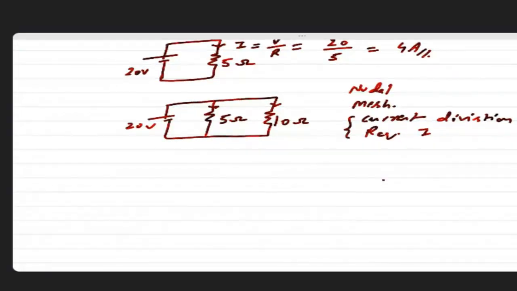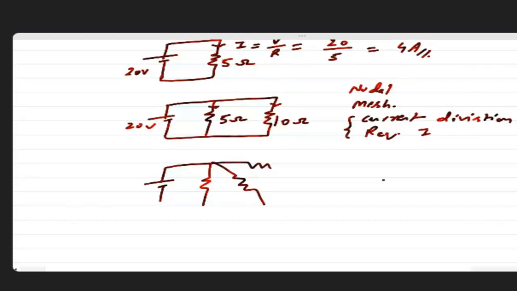Let us again assume a different question like this. If this type of question is there and you have to find the current in this branch, what strategy can you use here? This question can also be solved by nodal or mesh or current division.